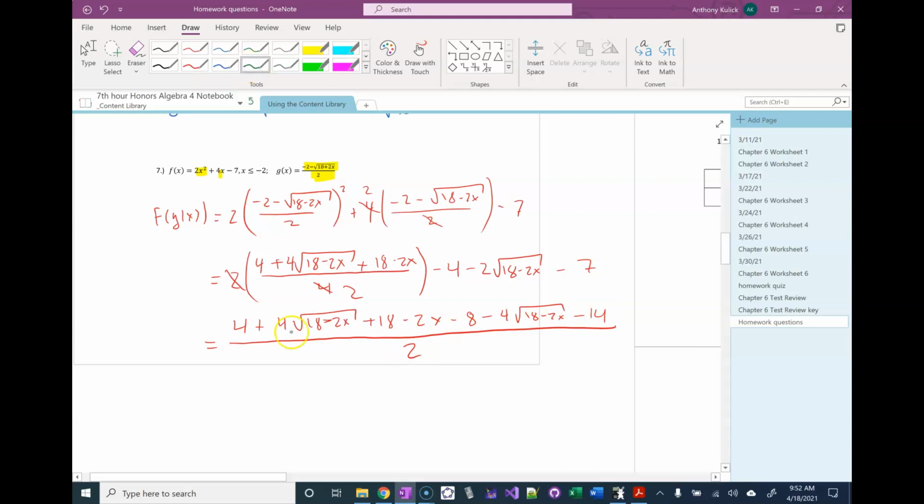So if I combine some like terms, I have a 4 square root 18 minus 2x and a negative 4 square root 18 minus 2x. So those cancel, gives us 0. I have 4 and 18 is 22, and then a negative 8 and a negative 14, which is negative 22. So those are going to add to give me 0. That leaves me with negative 2x over 2, which is negative x, and I goofed a negative sign somewhere here apparently.